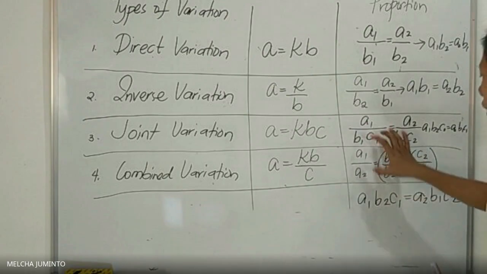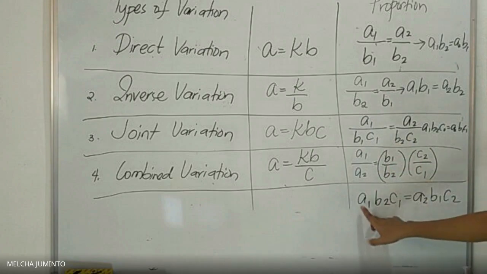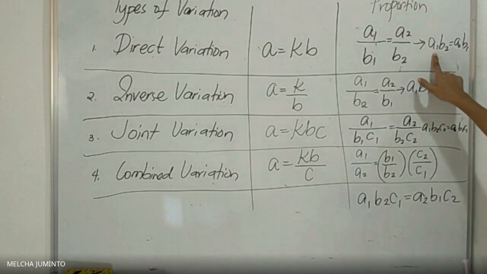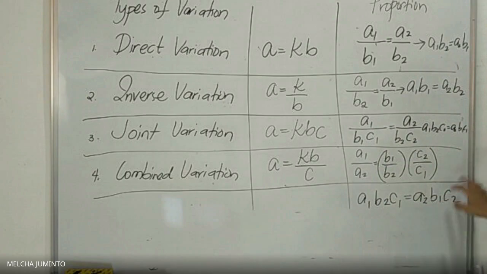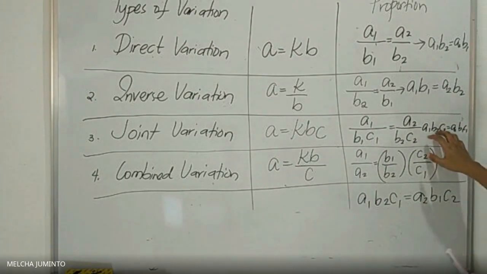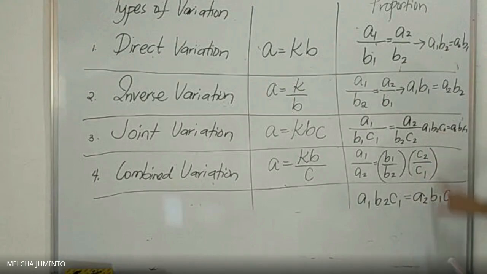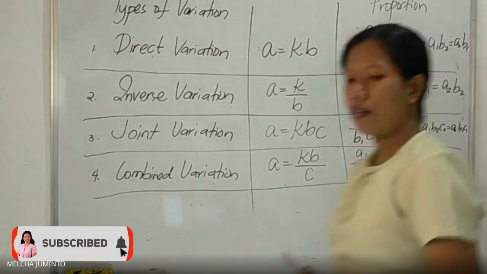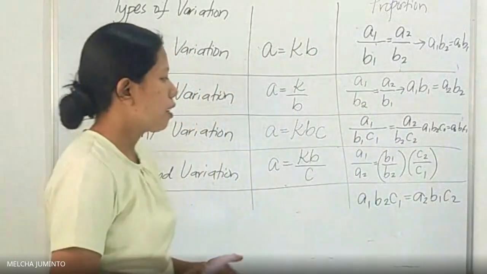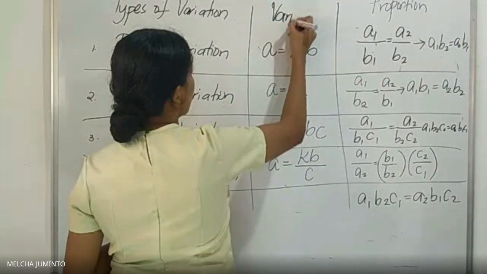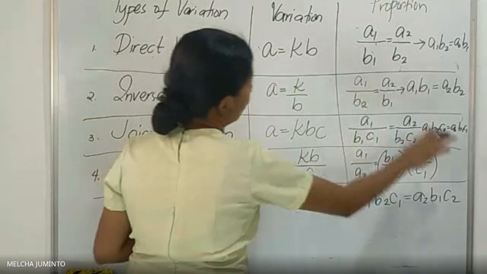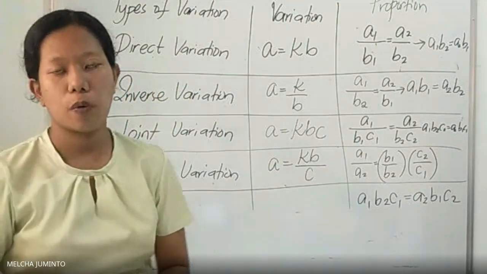So if you take a look at the combined variation, A and B are the same as direct, but the C sub 1 is the same as inverse. The two are interchanged. Almost similar to the joint. If you compare joint and combined, the only difference is that C is interchanged. Because A and B are direct variations, C is inverse variation. So here we have the variation equation. On the other side, we have the equation of the proportion.